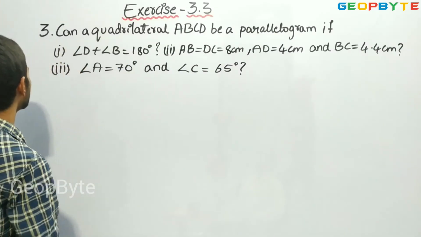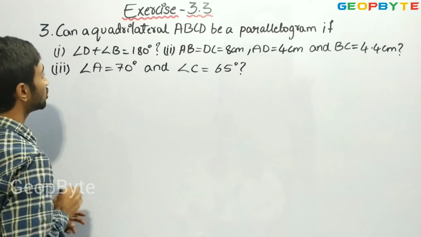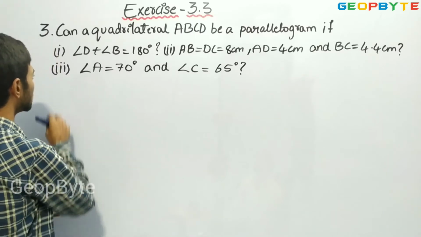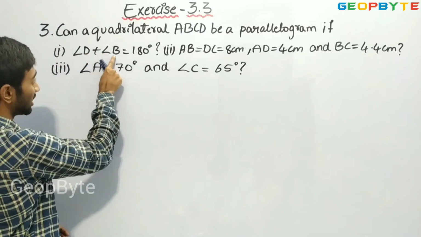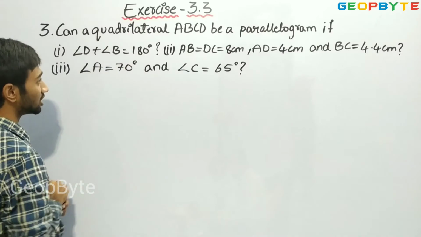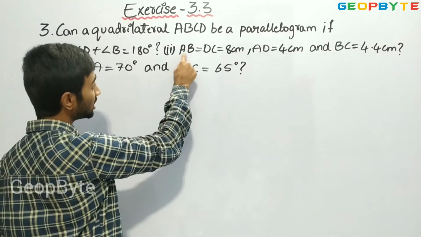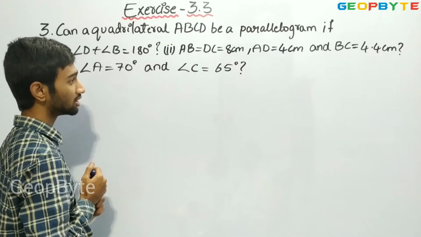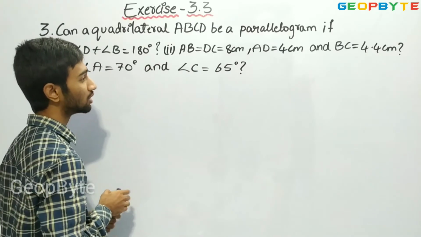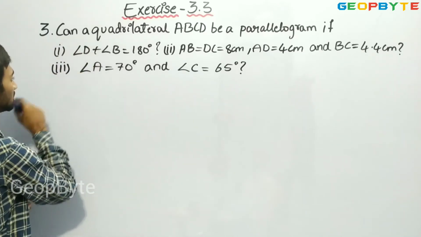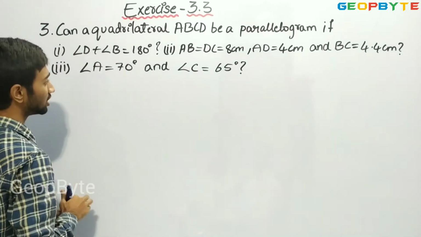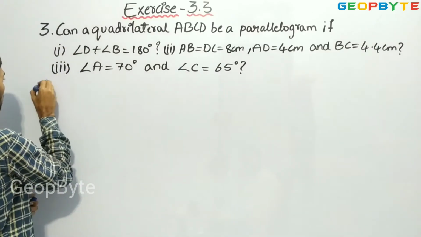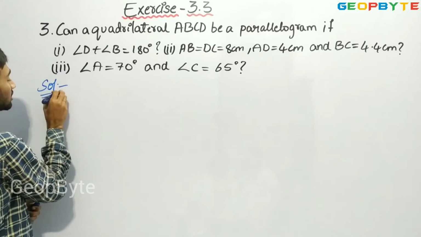Now let us see the third question. Can a quadrilateral ABCD be a parallelogram if, first bit, angle D plus angle B equal to 180 degrees? Second one, AB equal to DC equal to 8 cm, AD equal to 4 cm and BC equal to 4.4 cm. Third bit, angle A equal to 70 degrees and angle C equal to 65 degrees. So now let us find.